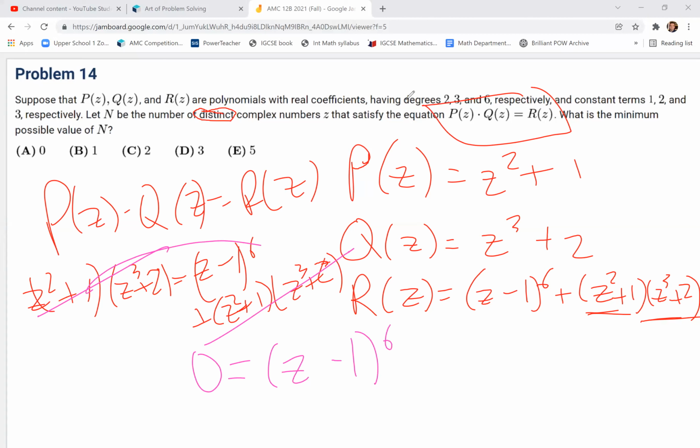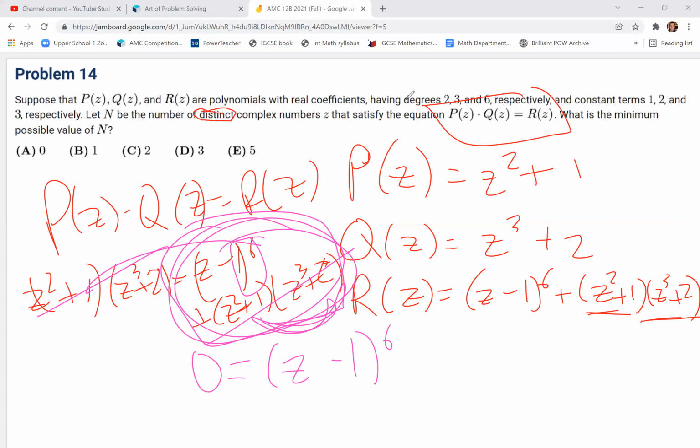Oh, and notice how this polynomial R will have constant term 3, because 1 times 2 will make 2, and then you're going to have (minus 1) to the power 6, which is 1. So you have 1 plus 2 is 3. So don't forget about the fact that this has to have a constant term of 3. So we get 0 equals (Z minus 1) to the 6, which means Z minus 1 is 0, which means Z is 1. So this will basically have one root with multiplicity 6, but it's still one distinct complex root.